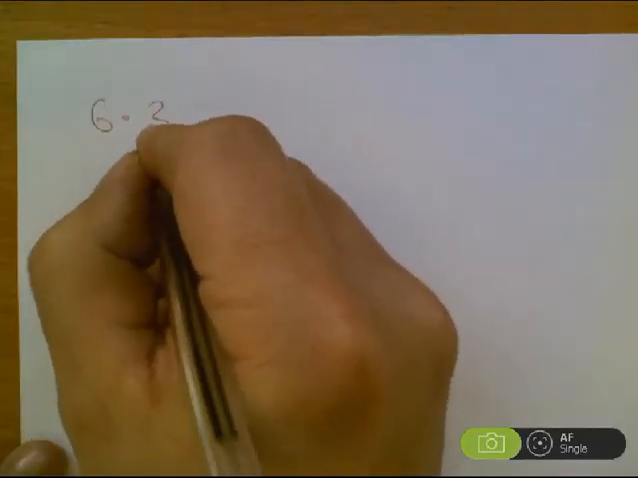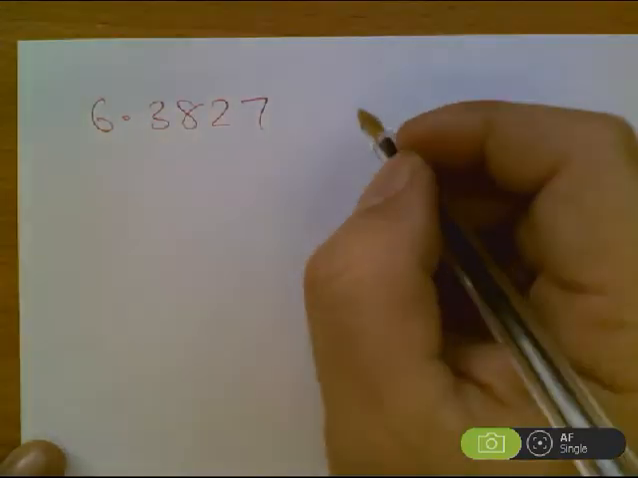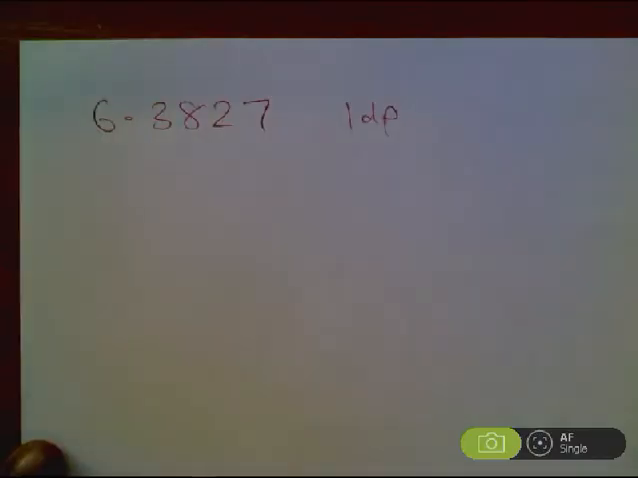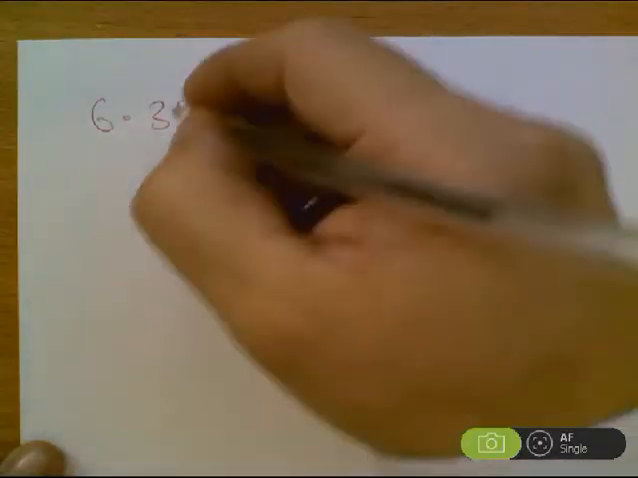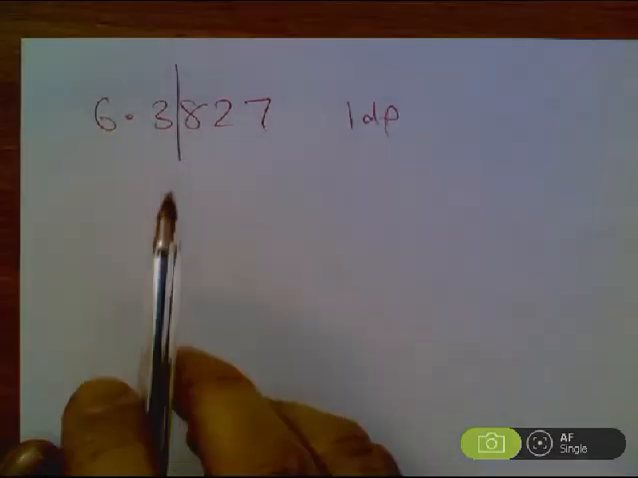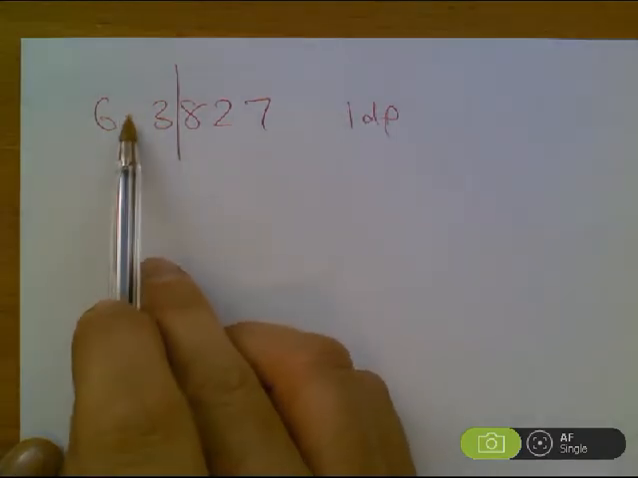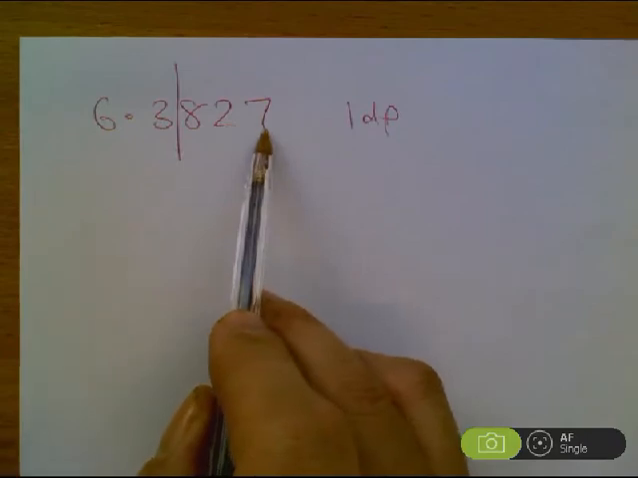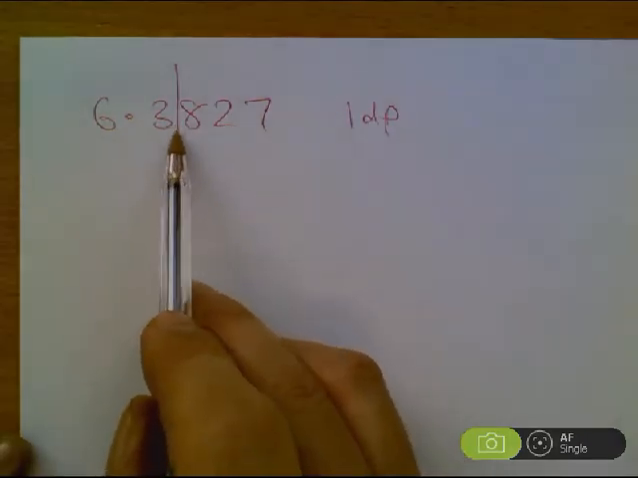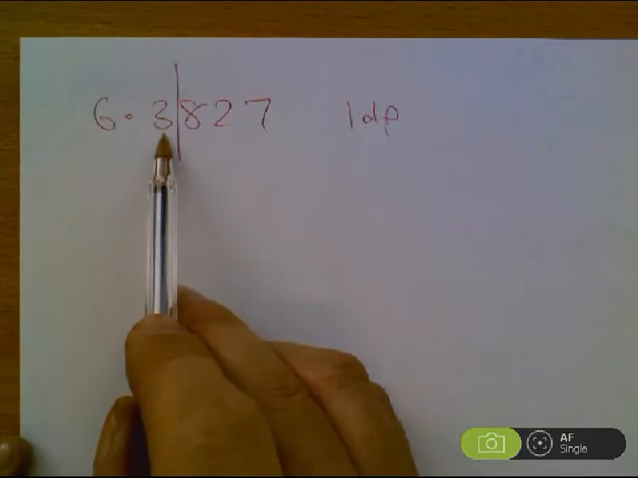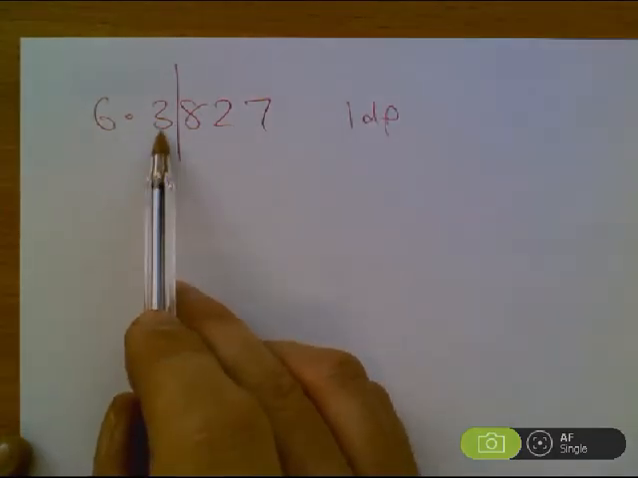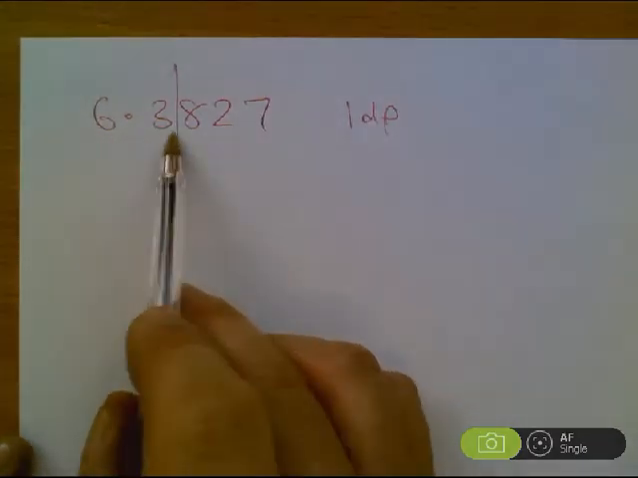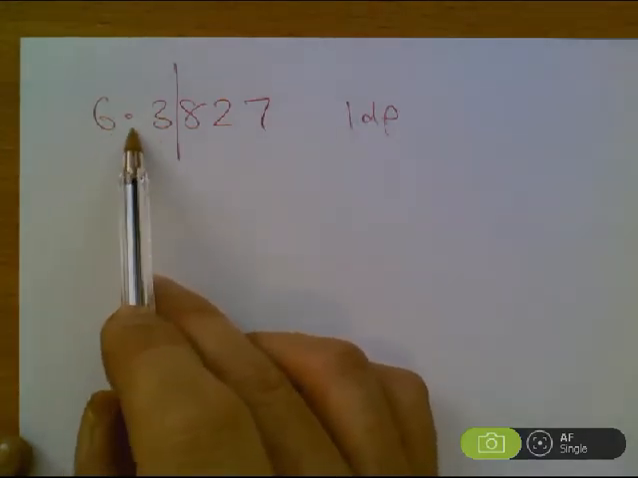Right, following on from that, a quick reminder of rounding to decimal places. So let's say I've got 6.3827 and I want to round it to one decimal place. That means I'm going to cut after the first decimal place. Remember, decimal places refer to digits to the right of this point. So that's the first decimal place, that's the second, that's the third, and that's the fourth. So if I'm rounding to one decimal place, I'm going to cut there, so there is one number after the point. And that's either going to stay as 6.3, or it might change to 6.4.